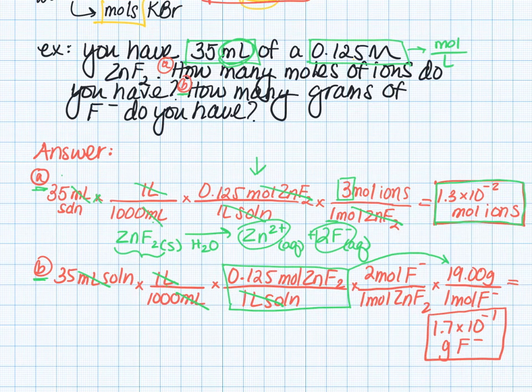So I use this conversion factor here. I know there are 2 moles of fluoride for every 1 mole of zinc fluoride because I have a 2 in the subscript. So that's going to cancel out moles of zinc fluoride. Great. And then I'm going to just use my molar mass for fluoride here as a conversion factor, grams per mole. I get this off the periodic table. And there are 19 grams of fluoride for every 1 mole. And everything else will cancel out. I'm left with grams of fluoride in my answer.